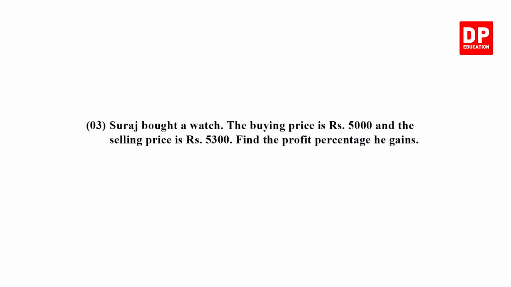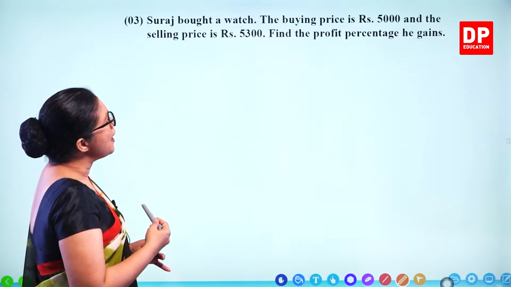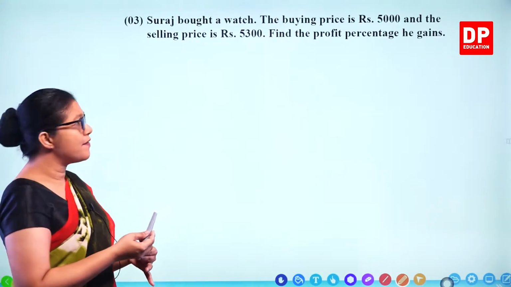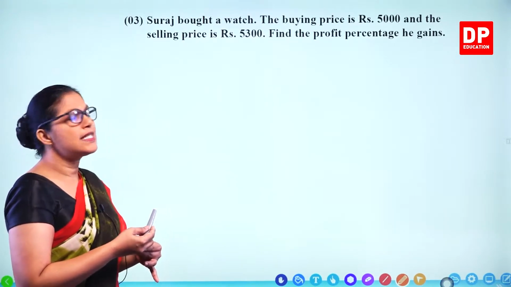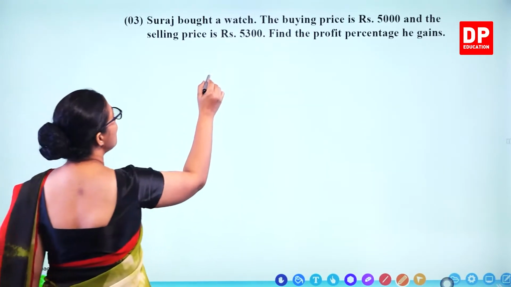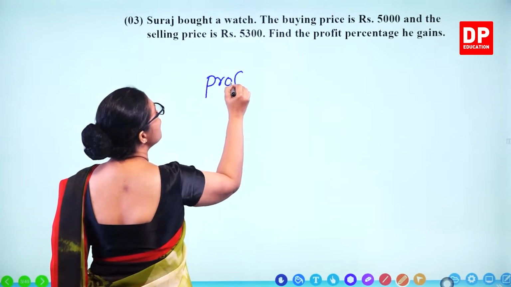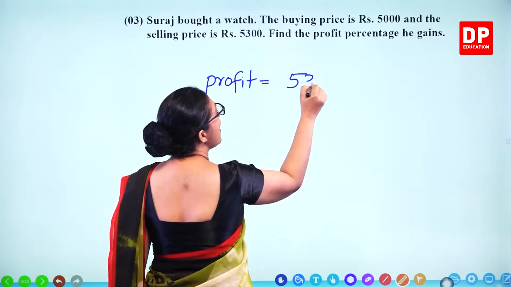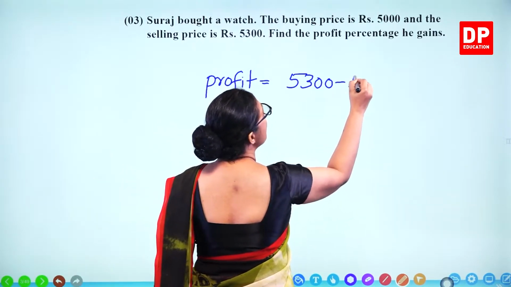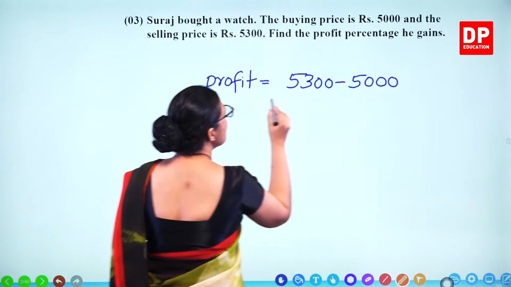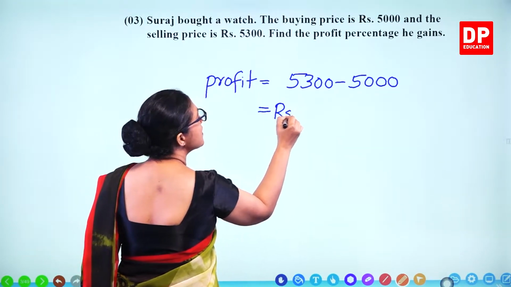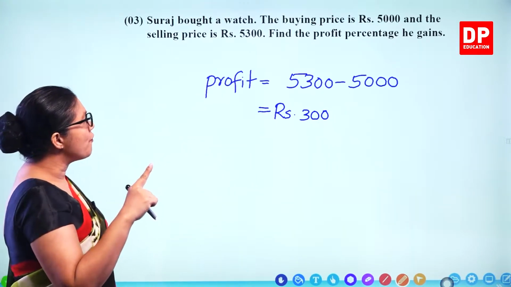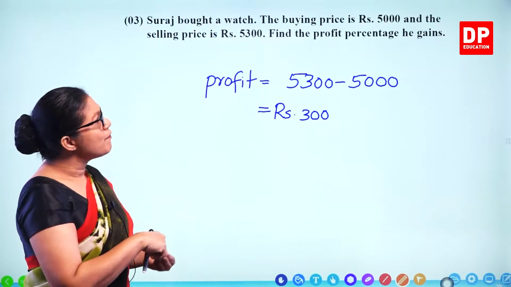Question number 3. Suraj bought a watch. The buying price is 5,000 rupees and the selling price is 5,300 rupees. Find the profit percentage he gains. First, we need to find out the profit. So, how we find out the profit? Selling price is higher. So, selling price minus the buying price. So, you get 300 rupees. That's the profit he gains for buying for 5,000.